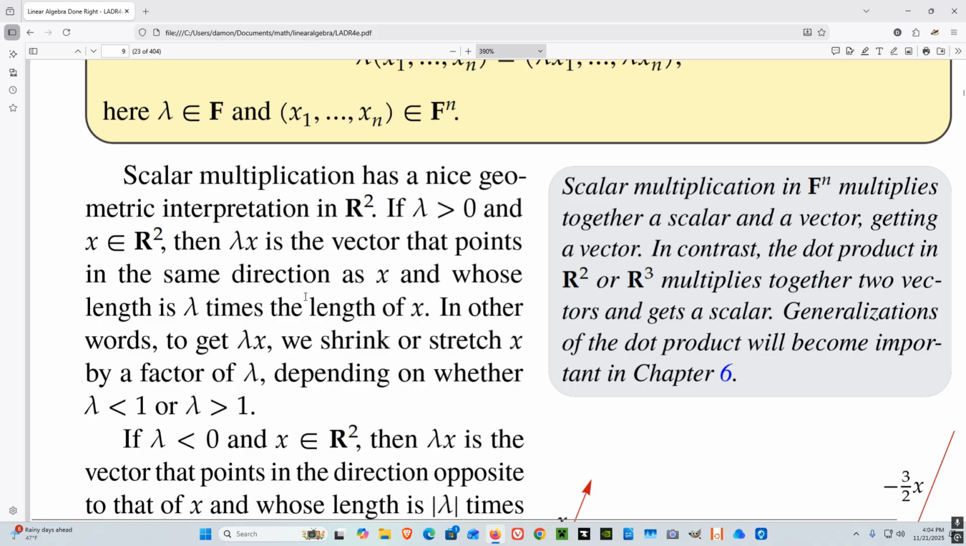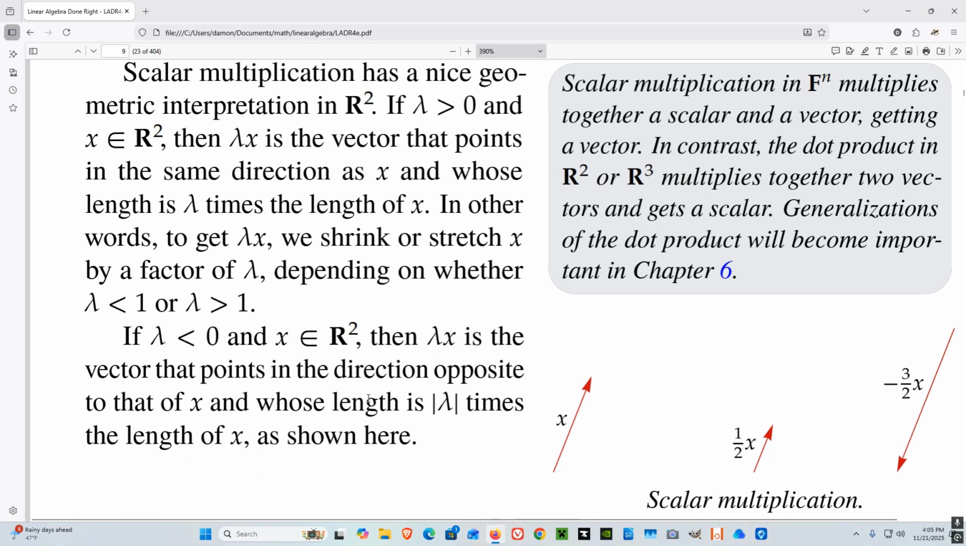Scalar multiplication has a nice geometric interpretation in R^2. If lambda is greater than 0 and x is an element of R^2, then lambda x is the vector that points in the same direction as x, and whose length is lambda times the length of x. In other words, to get lambda x, we shrink or stretch x by a factor of lambda, depending on whether lambda is less than 1 or greater than 1.